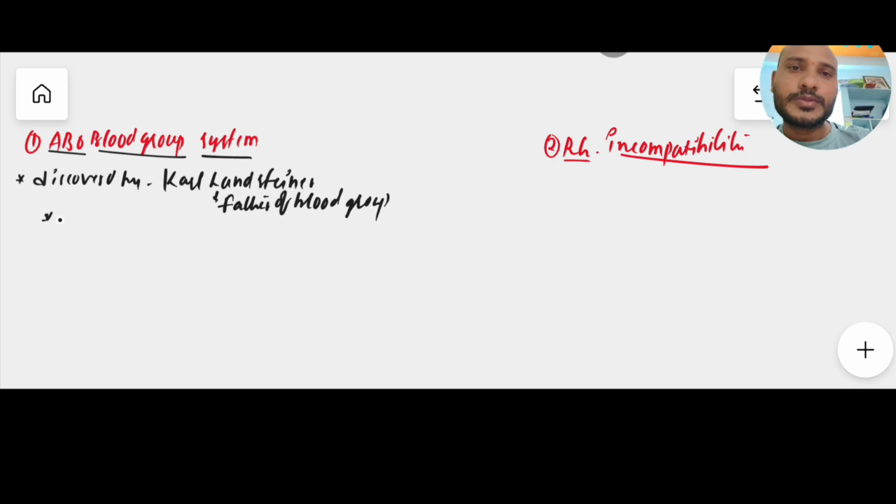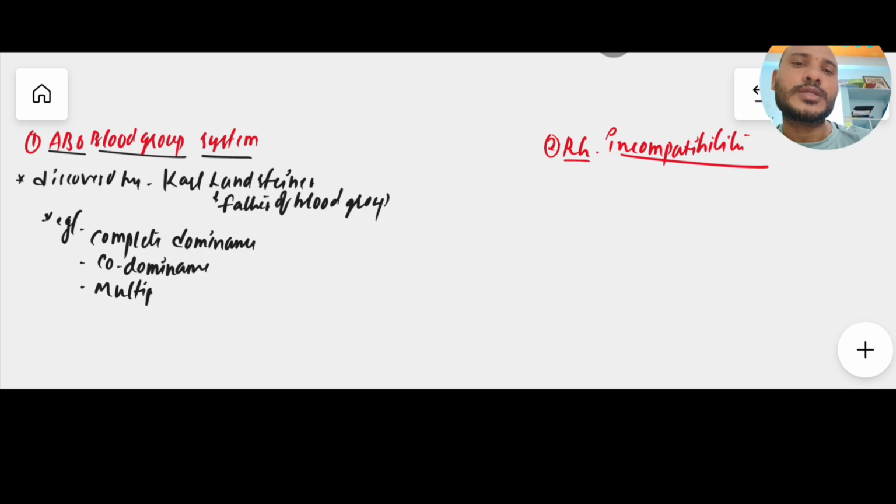Examples for ABO blood group systems are complete dominance and codominance, and multiple allelism. We will discuss all these examples in detail in genetics. And the ABO blood group system is generally present on the ninth chromosome, very important. So this ABO blood group system is present on the ninth chromosome.